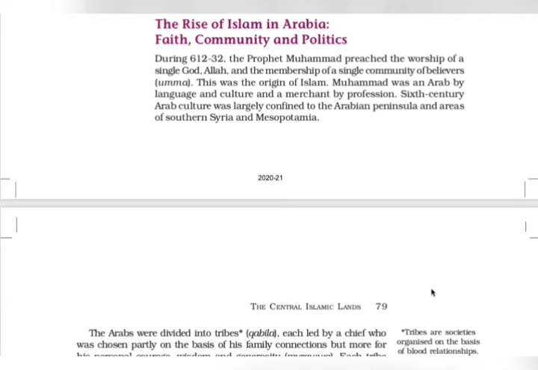The rise of Islam in Arabia: faith, community, and politics. During 612 to 632, the Prophet Muhammad preached the worship of a single God, Allah, and the membership of a single community of believers, Ummah. This was the origin of Islam. Muhammad was an Arab by language and culture and a merchant by profession. 6th century Arab culture was largely confined to the Arabian Peninsula and areas of southern Syria and Mesopotamia.